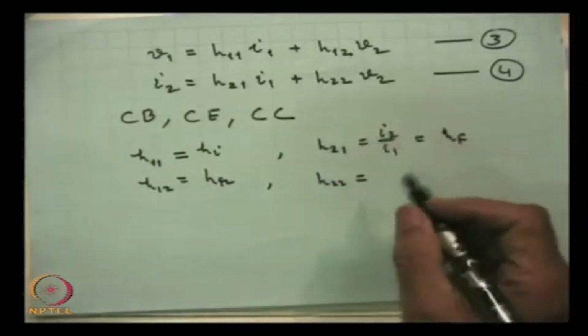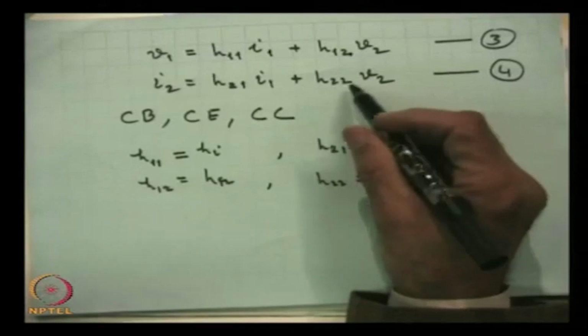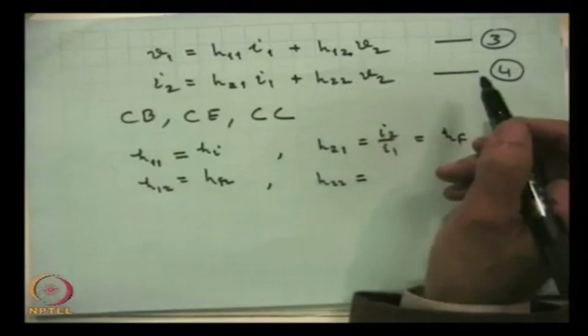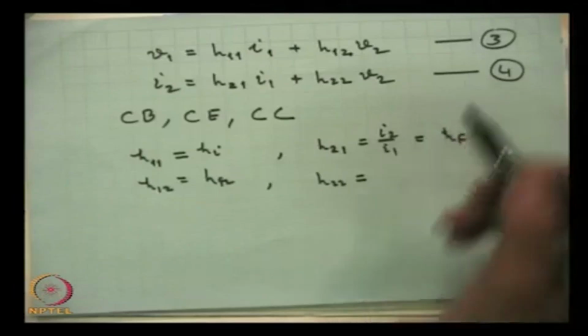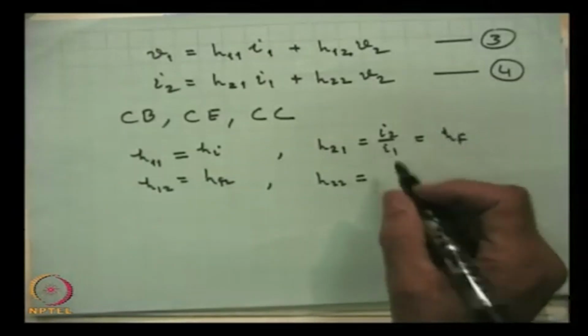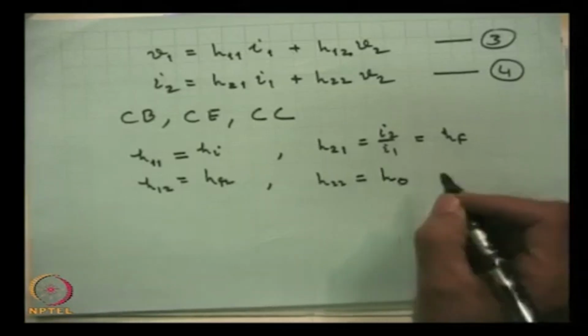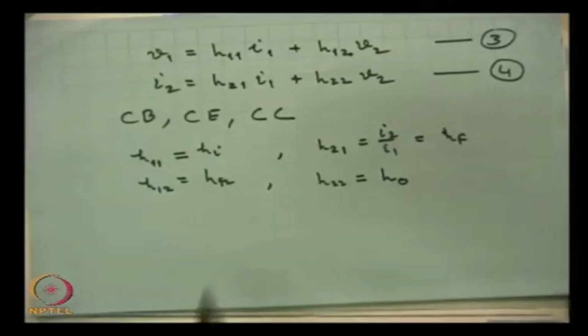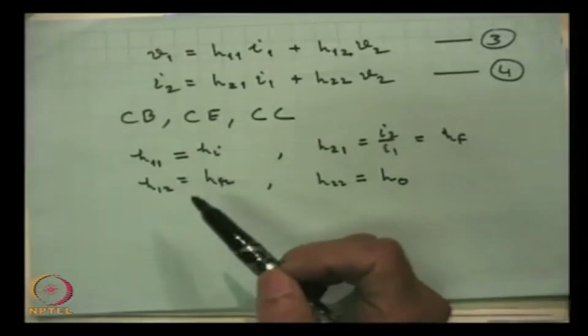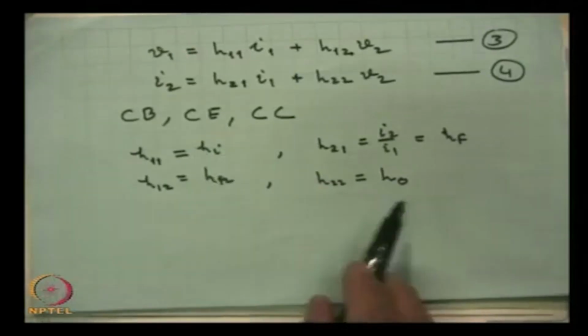Both parameters involved in this are for the output port 2, and hence this is, as we will see, the output admittance. So this is written as HO. So, 4 parameters, and the hybrid nature of these parameters becomes clear right now.